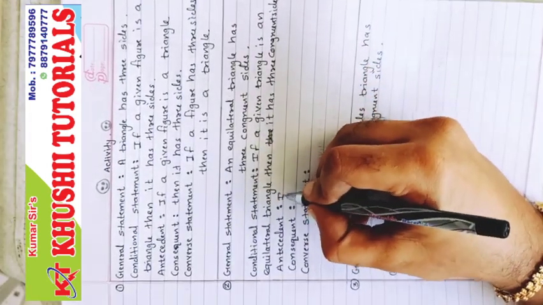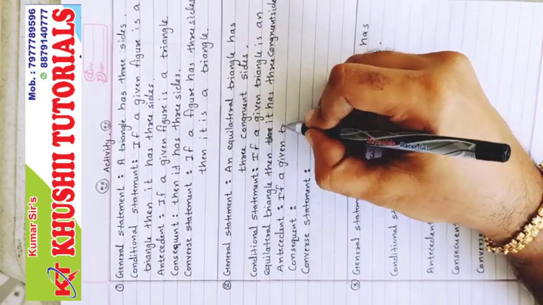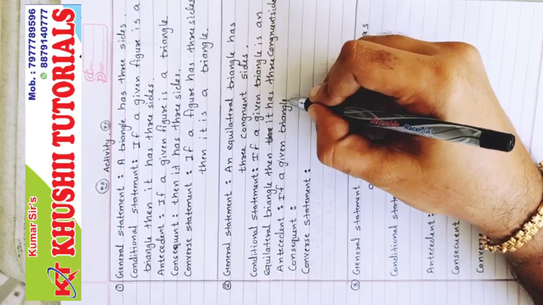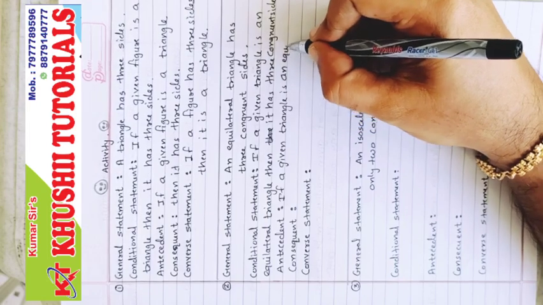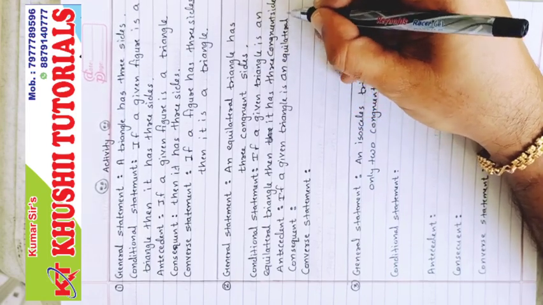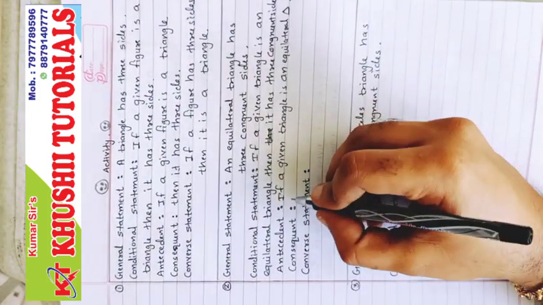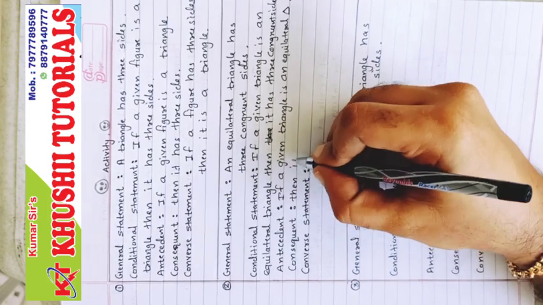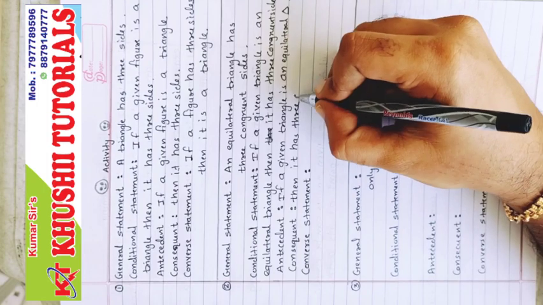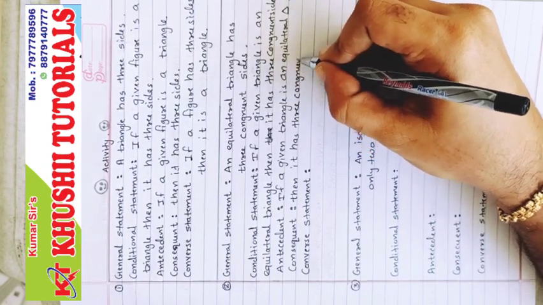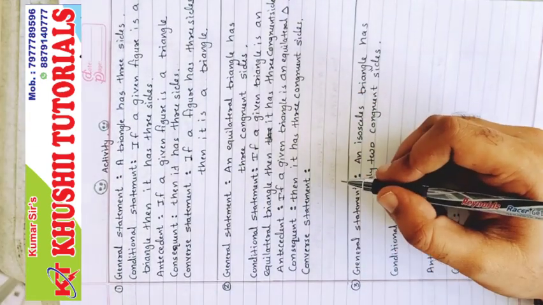So I'll write, if a given triangle is an equilateral triangle. Consequent, then, the statement coming after then: it has three congruent sides. Now converse statement. What will be the converse statement?